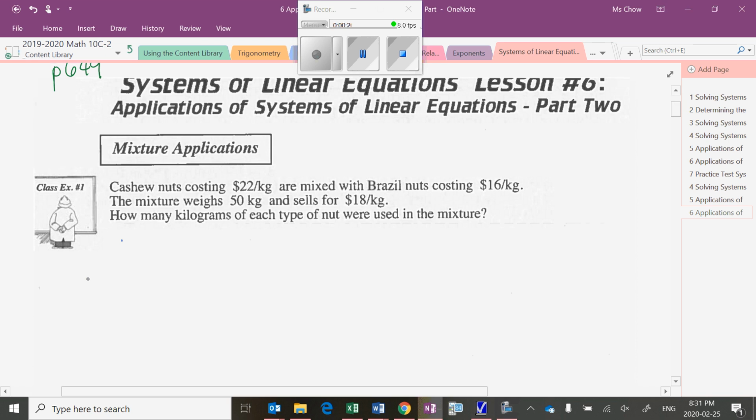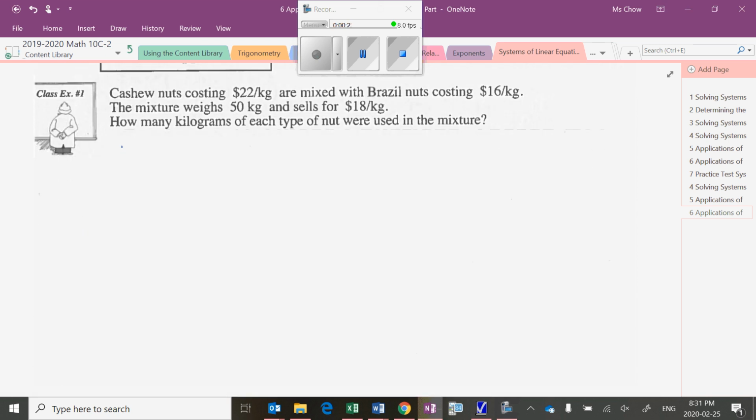So in this particular case, we've got cashews, which cost $22 per kilogram, and Brazil nuts that are going to be mixed in, costing $16 per kilo, and the mixture weighs 50 kilos. That's a whole lot of cashews and Brazil nuts, and it sells for $18 per kilogram. So how many kilos of each type of nut were then used in the mixture?